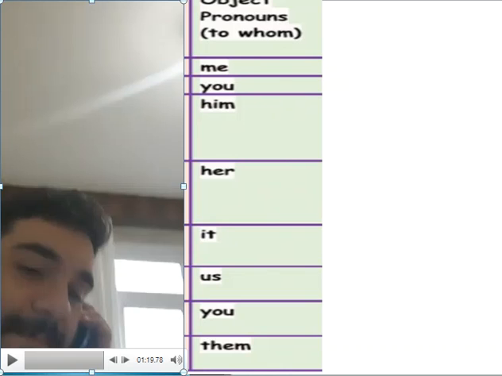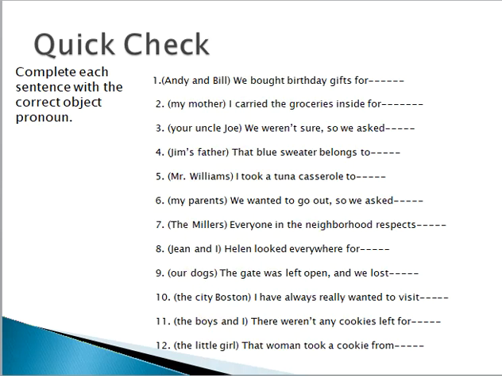We're almost done here. We still have one more pronoun and we're done. But before we jump into the third pronoun, let's check if we have mastered these skills. Now I'm going to ask you to complete each sentence with the correct object pronoun. And here's your clue.